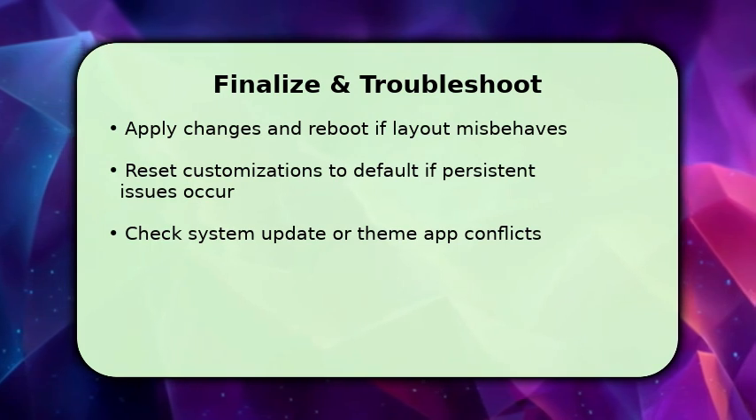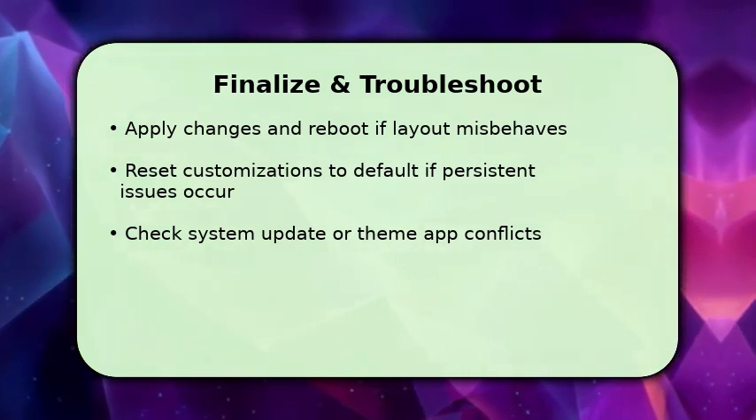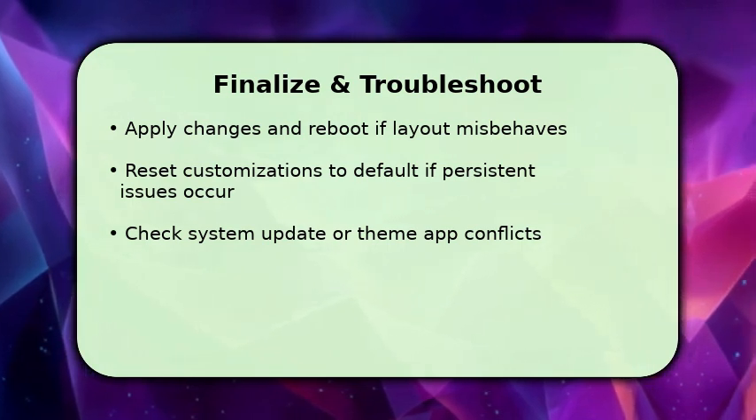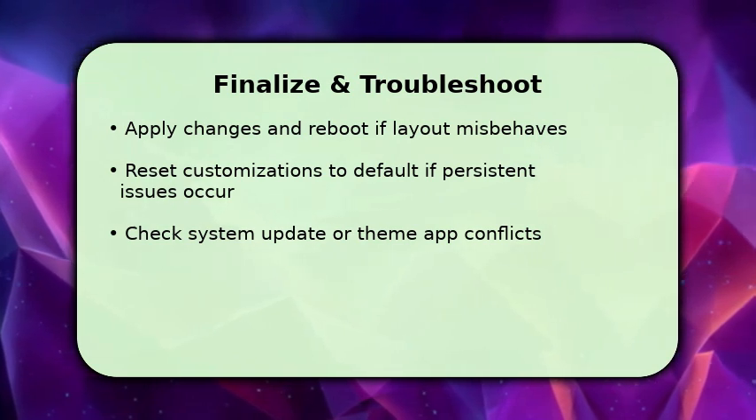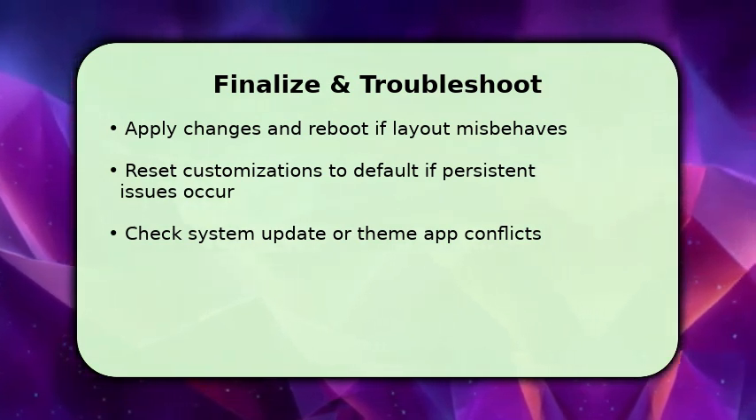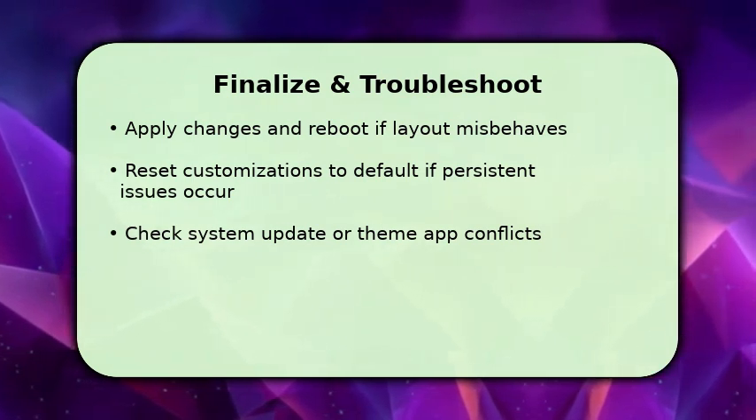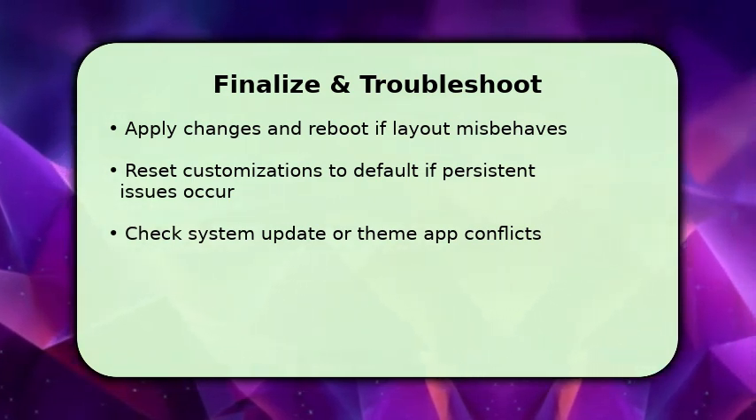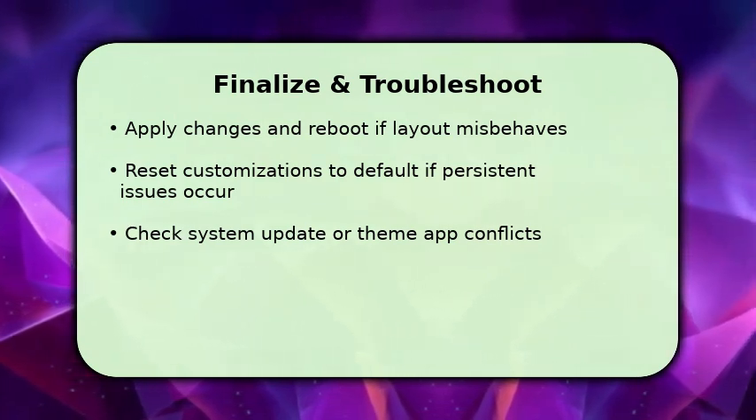If icons or toggles act oddly, reboot the phone to force the system UI to reload. If problems persist, reset the control center or notification customizations to default, then reapply your preferred layout. One key troubleshooting tip: ensure no third-party theme or status bar app is conflicting. If you suspect a conflict, temporarily disable that app or install the latest system update.